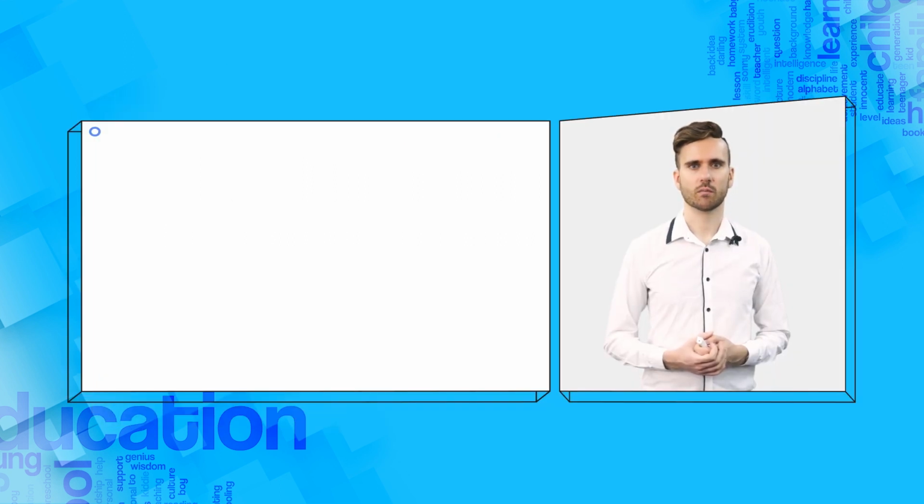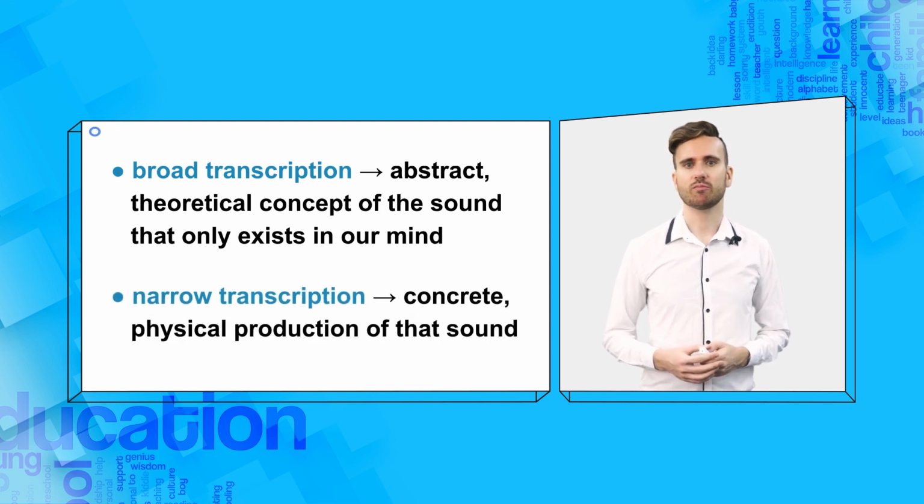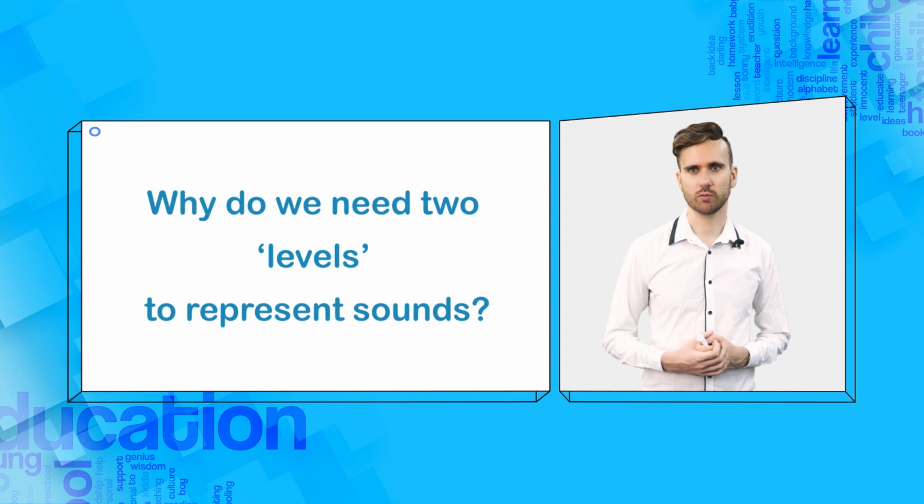So far, we have learned that there are two levels to represent sounds. Broad transcription represents the abstract, theoretical concept of the sound that only exists in our mind. And narrow transcription represents the concrete, physical production of that sound. But why do we need these two levels?